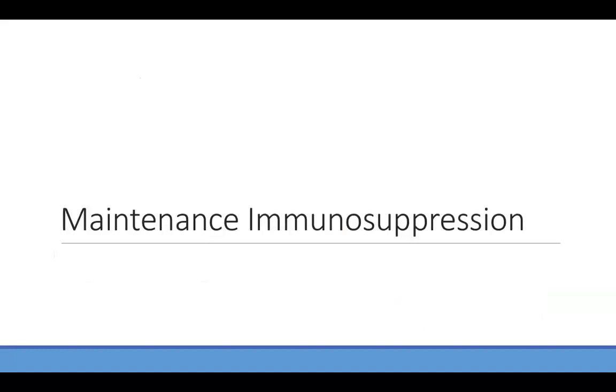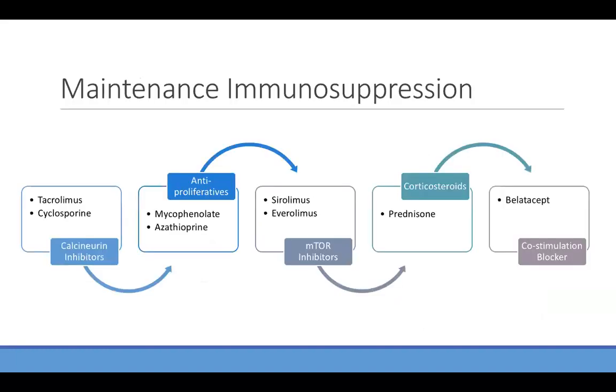So going on to our maintenance immunosuppression. It comprises our CNI backbone, our calcineurin inhibitors, which are tacrolimus and cyclosporin. Tacrolimus is really the one that's more in favor, the one that we use the most often. Then we move on to our anti-proliferatives, such as mycophenolate and azathioprine, mycophenolate being the one that we use the most and is preferred.